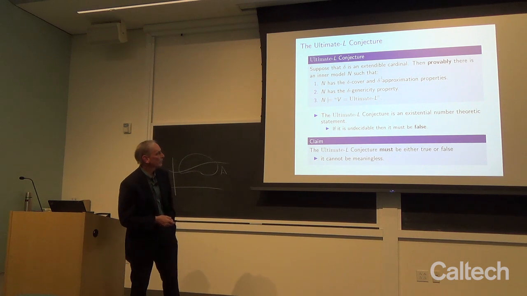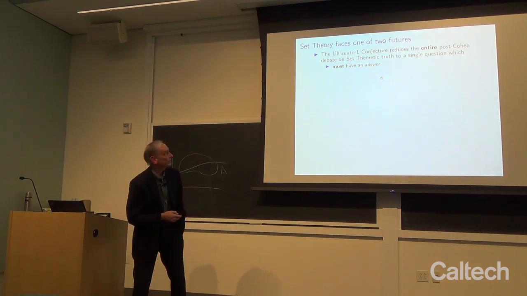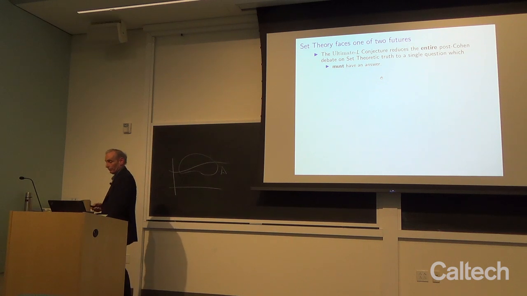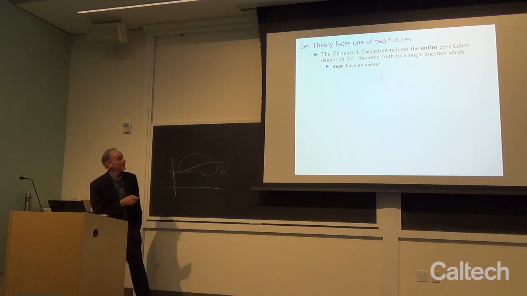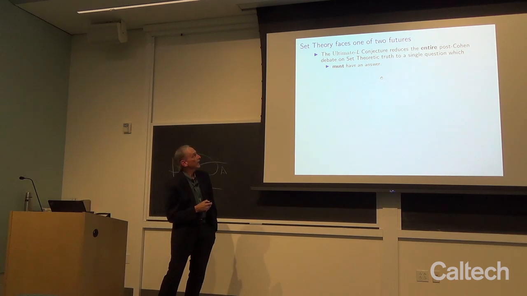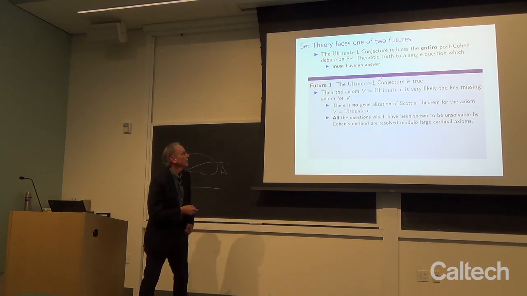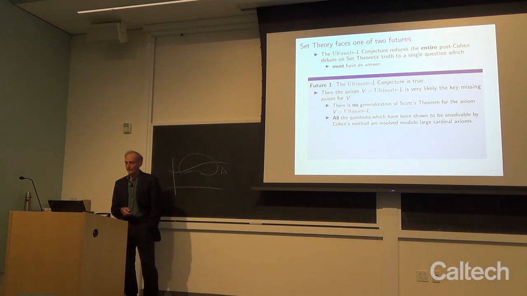All right, so we're now in an interesting situation. I would say set theory faces one of two futures. The ultimate L conjecture, and this is my claim, I'll be controversial, reduces the entire post-Cohen debate on set theory, on set theoretic truth, to a single question which has to have an answer. It's an existential number theoretic statement. Future one: the ultimate L conjecture is true.